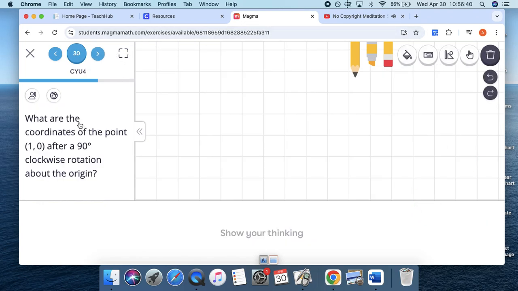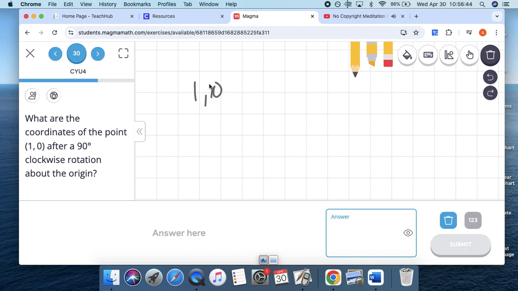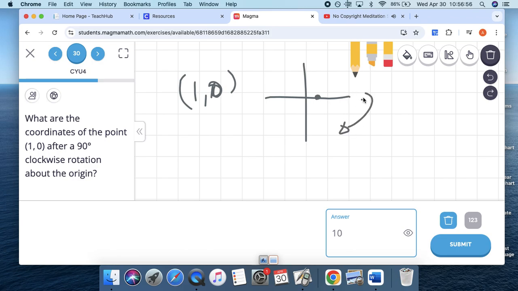What are the coordinates of point 1, 0 after a 90-degree rotation? So here's 1 and 0. You can always draw a mini coordinate plane. 1 and 0 is right here. Okay? And we're rotating this clockwise, so you're going to go like this. When it's on the axis, it's going to go from here to here. Right? And it's a 90-degree rotation, so we switch the numbers. But guess what? Over here, it becomes 0, -1.